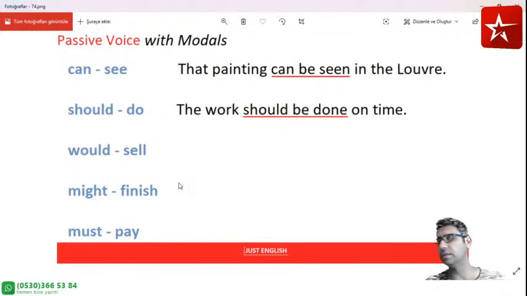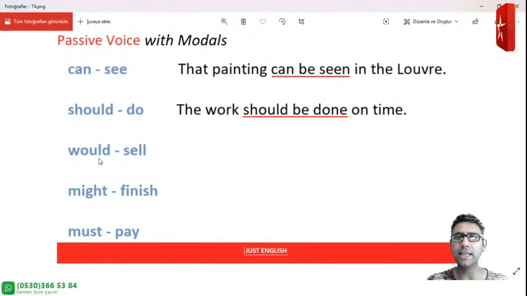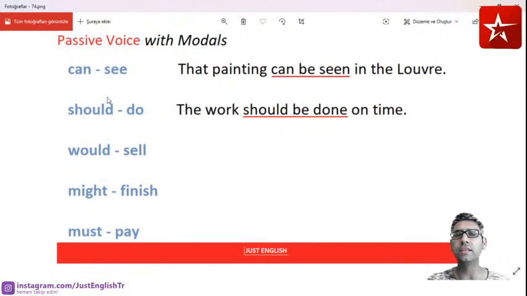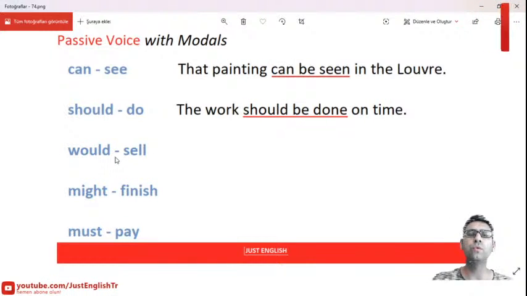Our other example is would sell. When you pronounce this word, the L is silent. We don't pronounce it, okay? It's not would, and this is not should, okay? This is should, 3 letters. Should, and this is would. Would and sell.